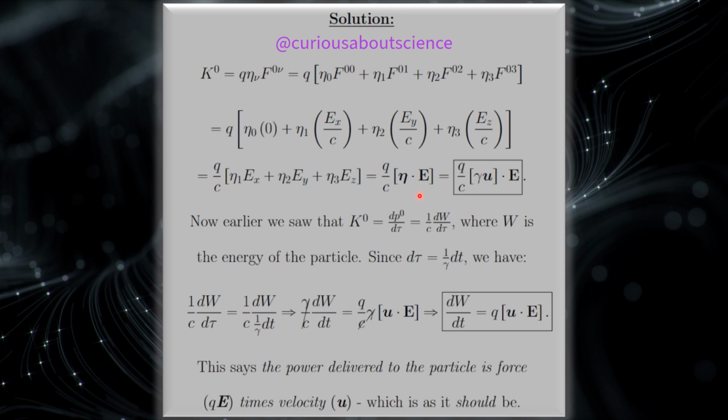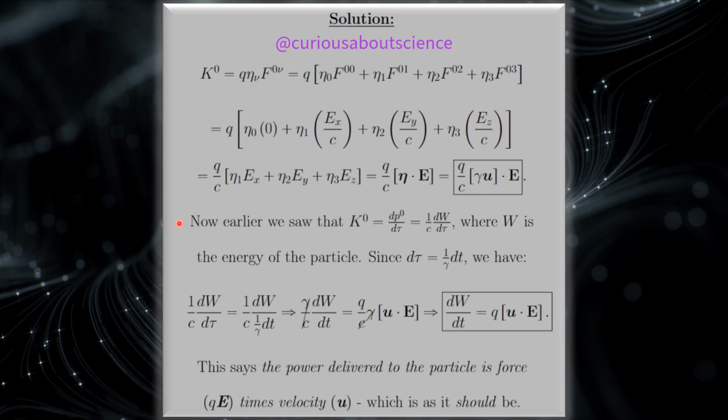We know, however, that the proper velocity η is γ u, u being the ordinary velocity. So that's one interpretation of it, but what exactly does this mean? We can kind of see how qE is a force, and u dotted with the force gives us the power. So let's see if that is what transpires.